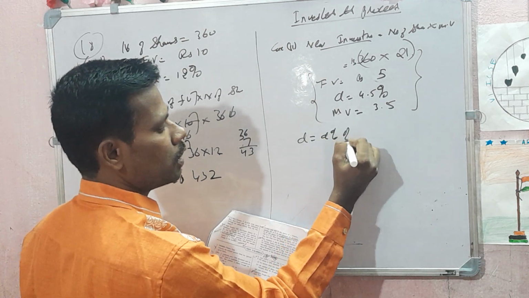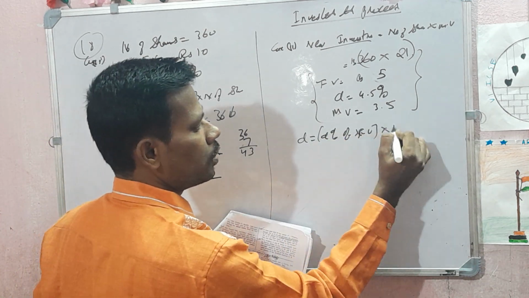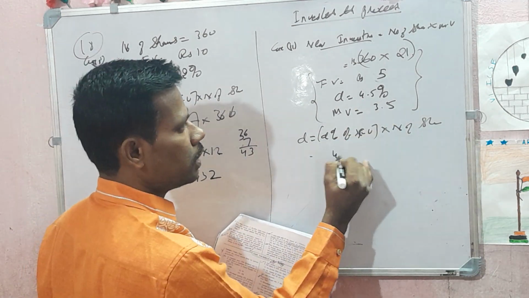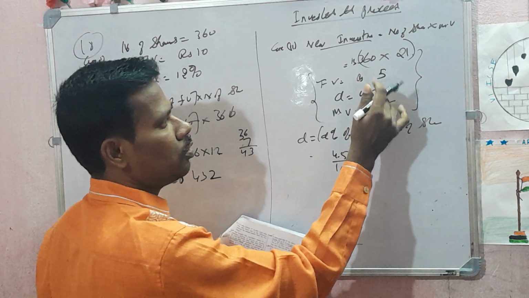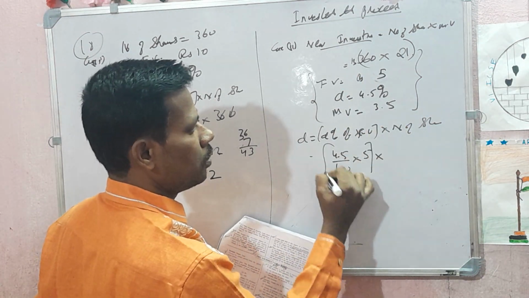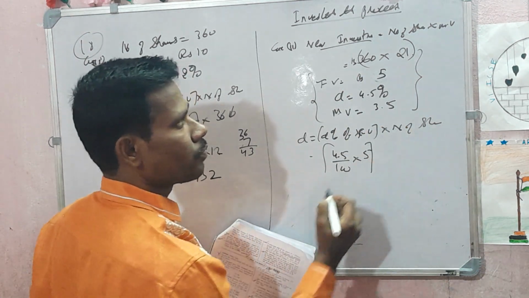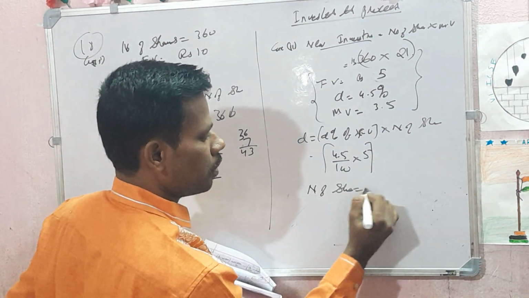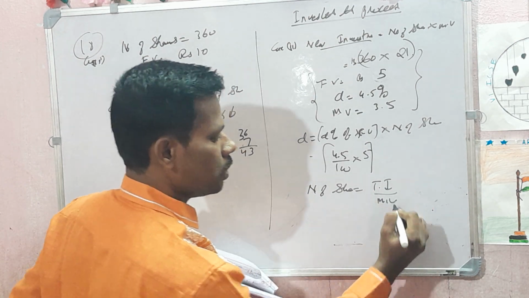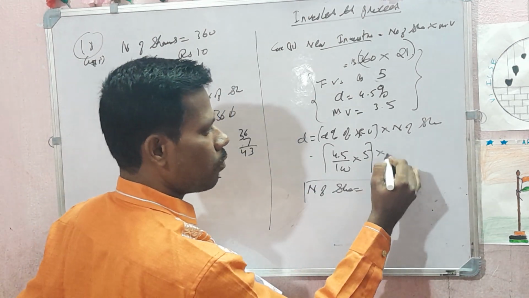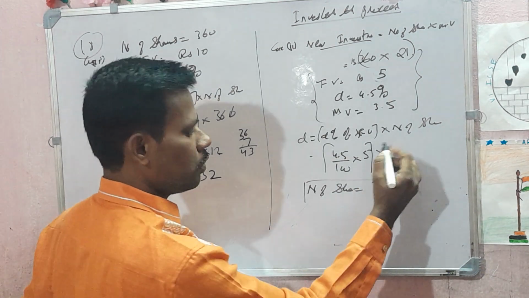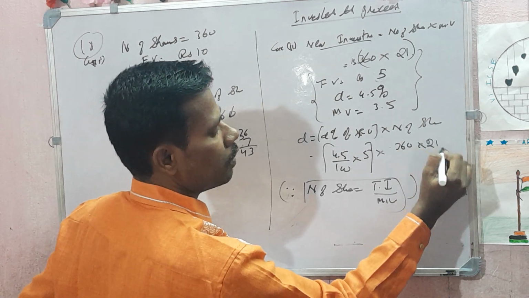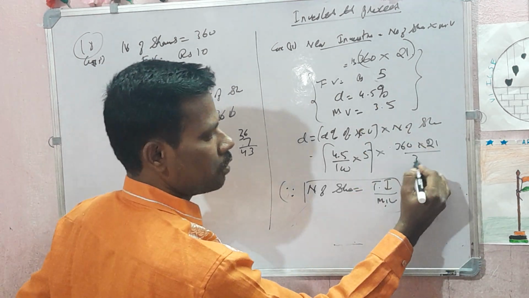Dividend is equal to dividend percentage of face value into number of shares. So here the new dividend is 4.5 by 100 into face value 5 into number of shares. How will you get the number of shares? Number of shares is total investment by market value. Total investment is 360 into 21, by market value. What is the market value? 3.5.